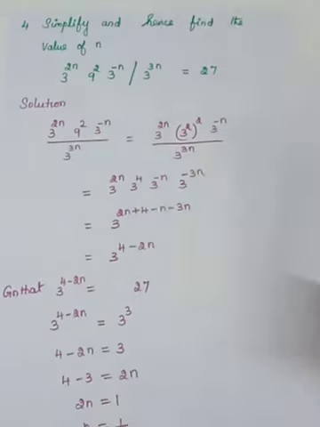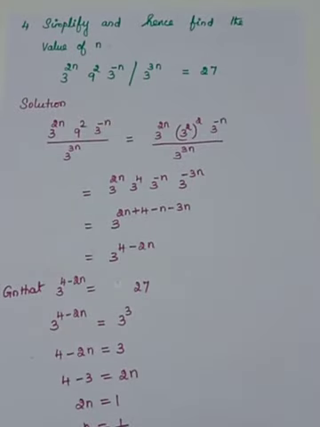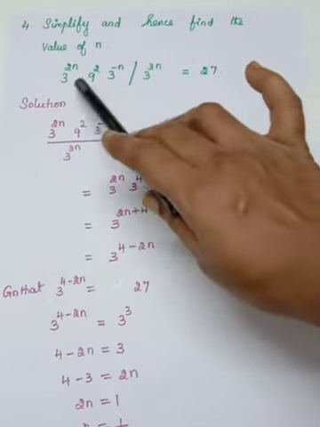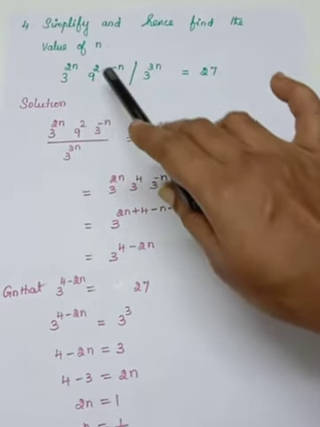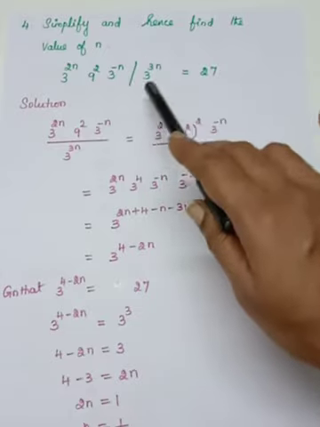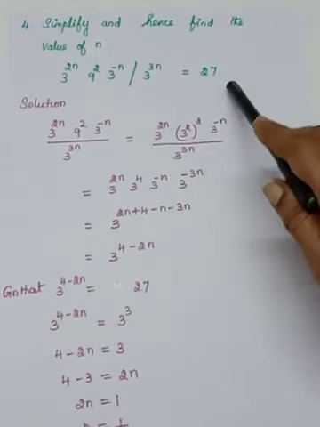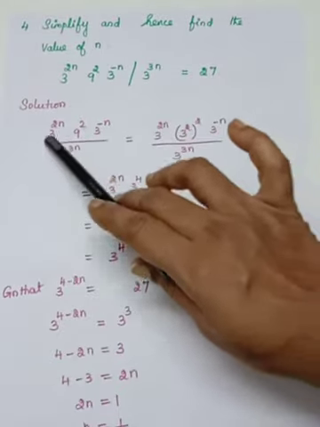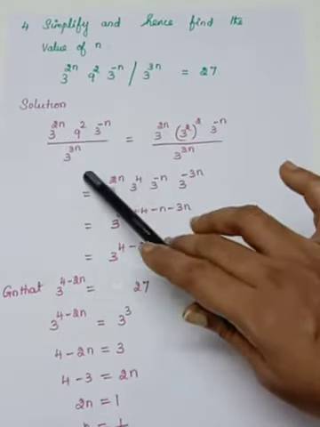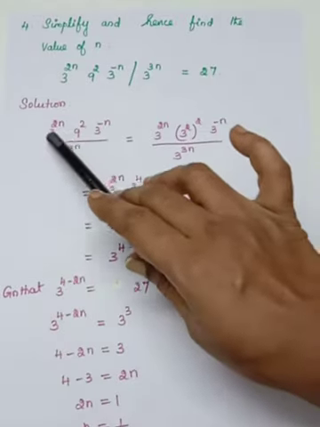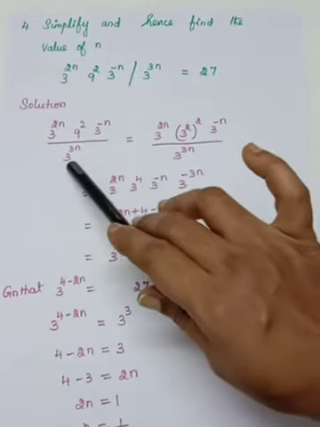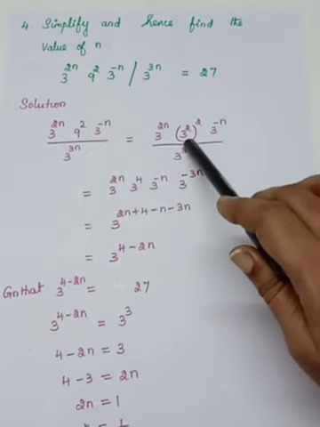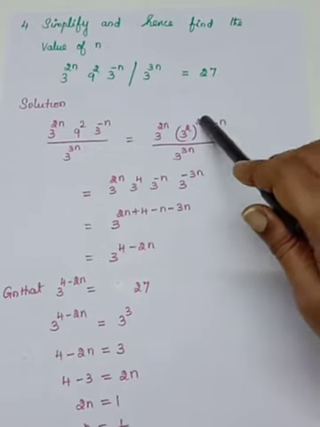So the problem number 4. Simplify and hence find the value of n. 3 power 2n, 9 squared, 3 power minus n, whole divided by 3 power 3n, is equal to 27. First I will take the left hand side. So see now, the left hand side term I have considered. Okay, so you see except this, the remaining terms base are 3. Okay, so the 9 can be written as 3 squared. So I have written (3 squared) the whole power 2.